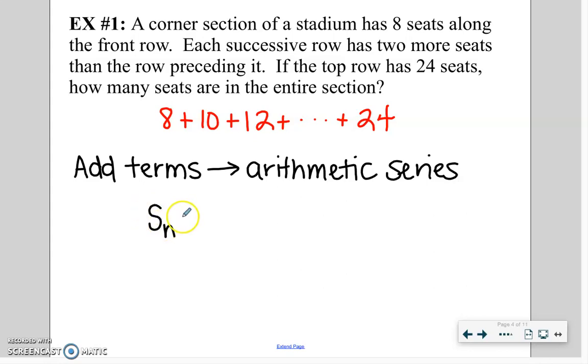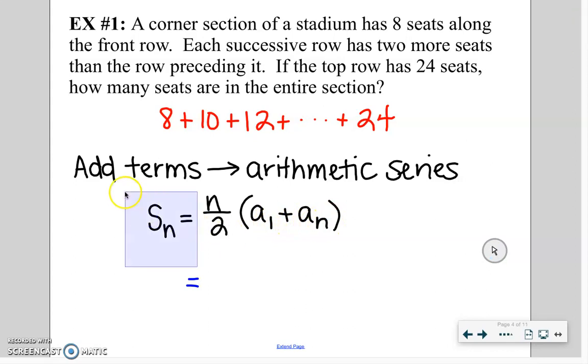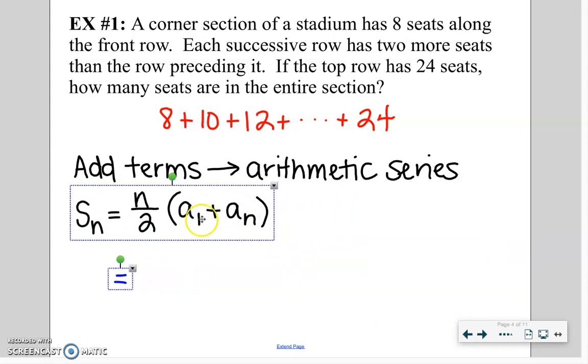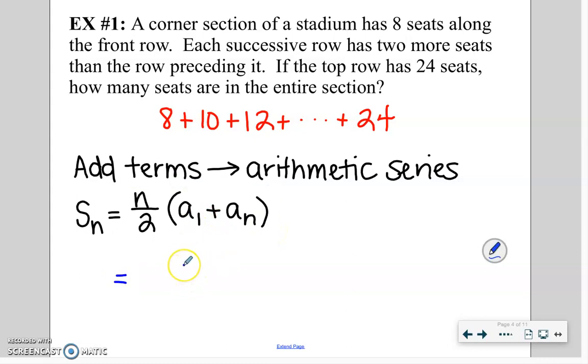Hopefully you've got it written down on your paper, but I'm just going to write down the formula as is, and then we're going to plug everything into it. Okay, so in order to find the sum of however many terms, we need to plug in n, we need to plug in a1, and we need to plug in an. And actually, I'm going to slide this over so I've got a little bit of room to work. Okay, a few of these things we do know based on the information given in the problem. We do know the first term is 8 because there's 8 seats in the first row, and we do know that the last term is 24 because we know there's 24 seats in the back row.